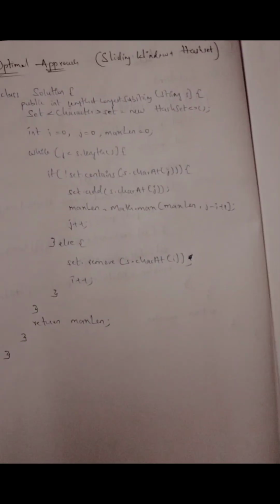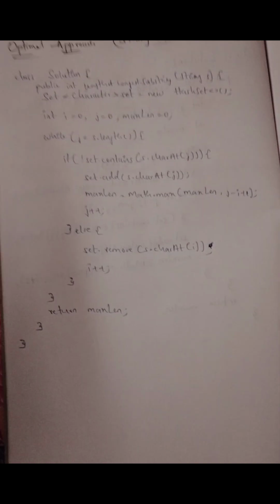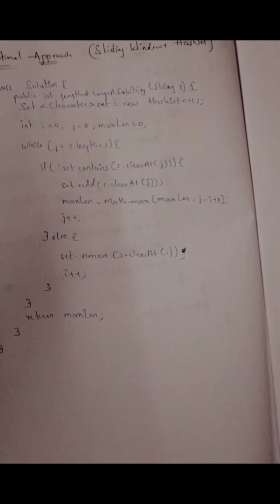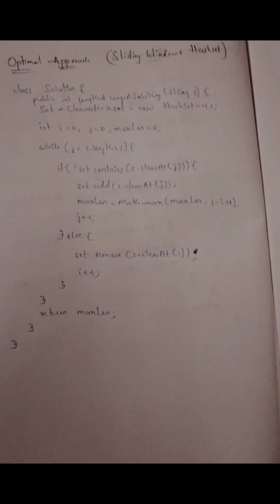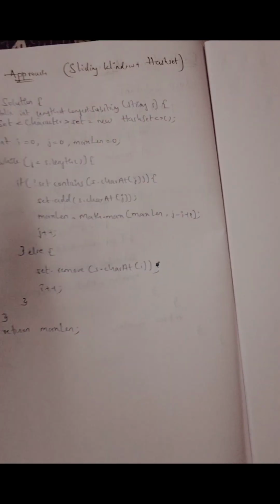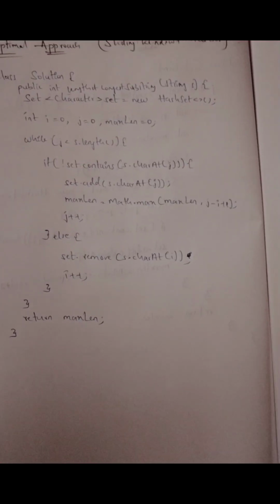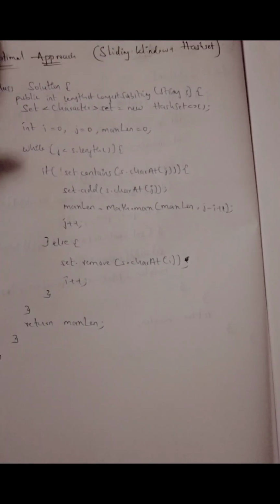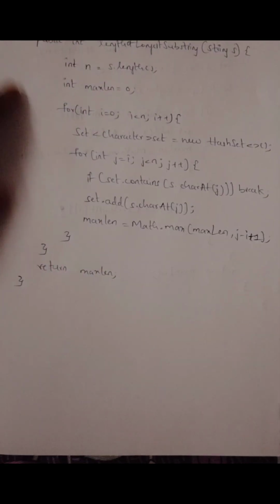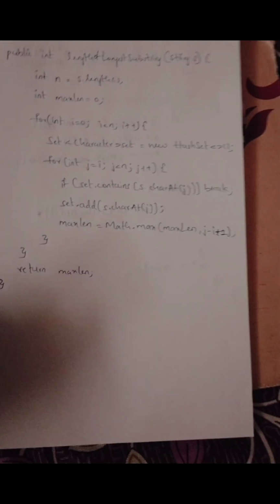Else, if the character is present in the set, that means there is a duplicate in the current window, a substring containing a duplicate character, so we remove the character at position i, the starting element of the window. So we move i forward in the window, and we keep doing this until the duplicate is removed, right? This is how the optimal approach works. At the end we return the maximum length, and the time complexity will be O of n, compared to O of n squared for the brute force approach. The space complexity is also O of n for the optimal approach.